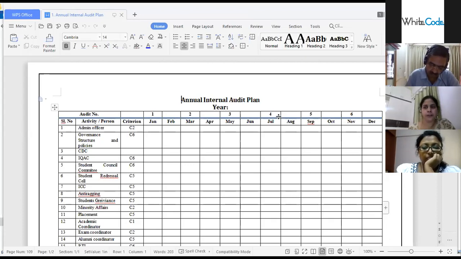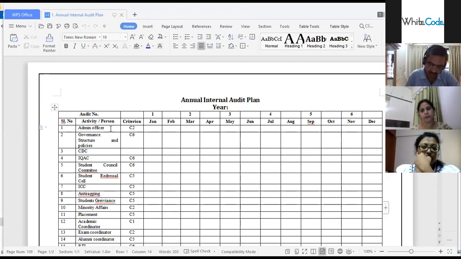Depending upon your criteria, you can take the audit numbers wherever you want, and you need to tick here which audit you will do in what month. Here you have the activities of the audit, which Piyush sir and I tried to compare with the NAAC related topics or activities. Like, say, admin officer, you are checking admission details. That comes under criteria 2.